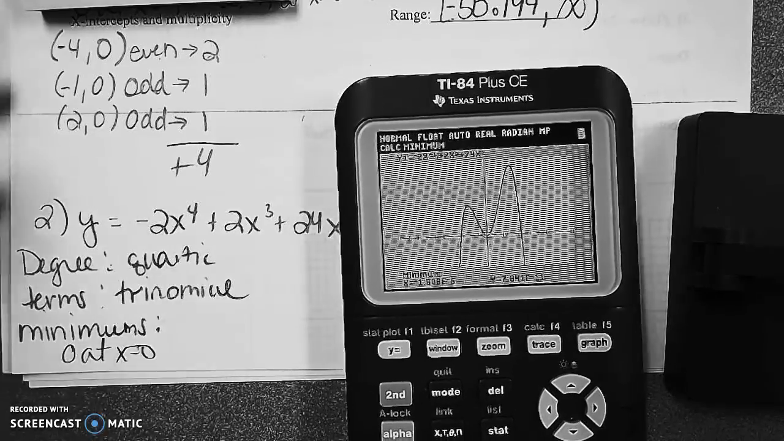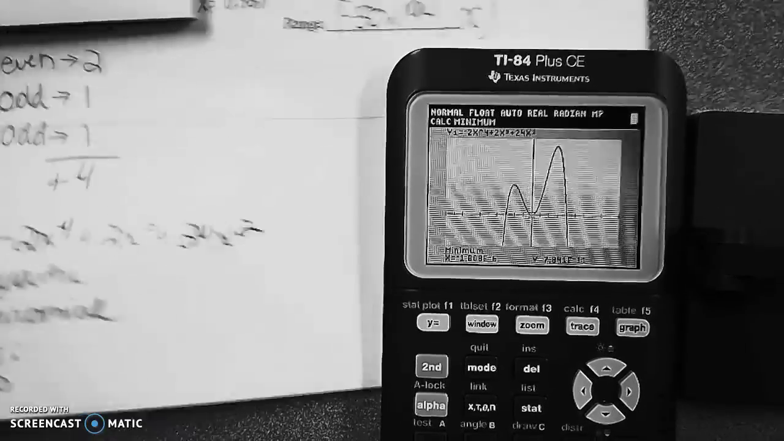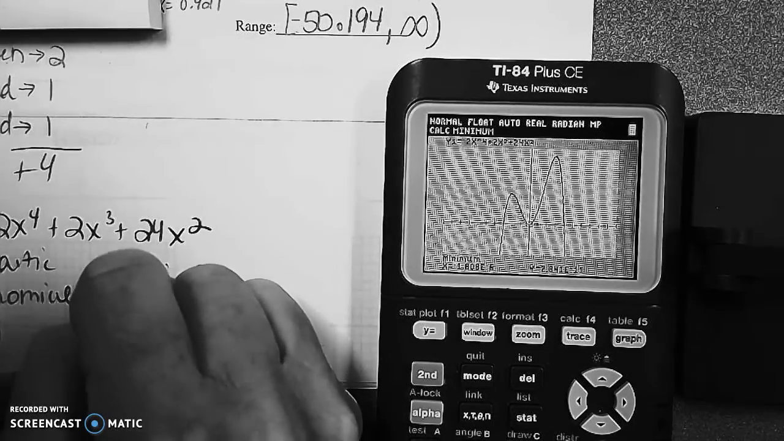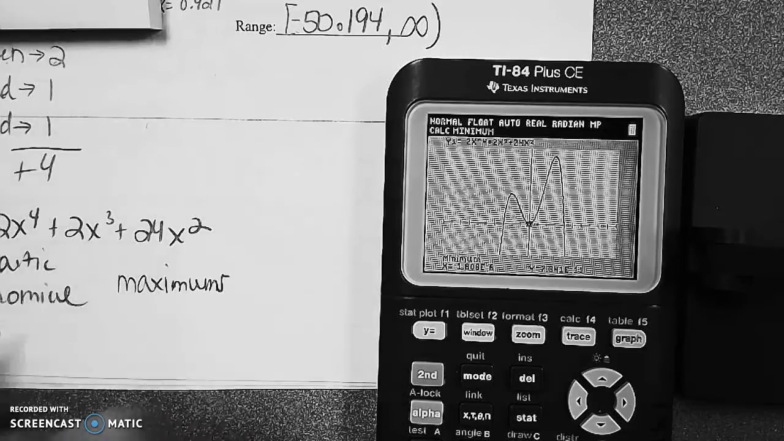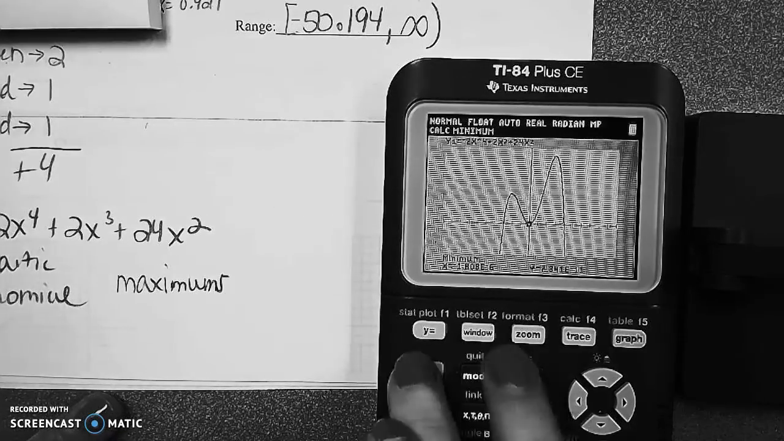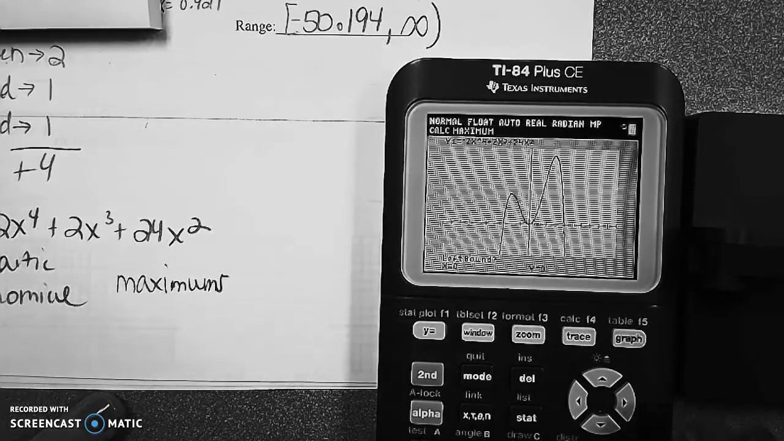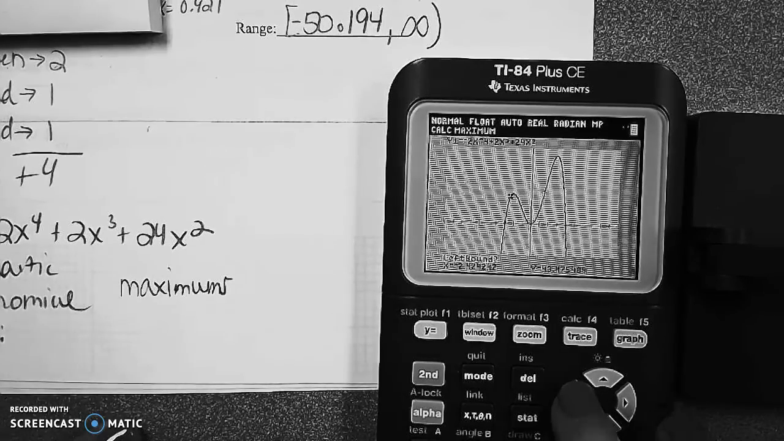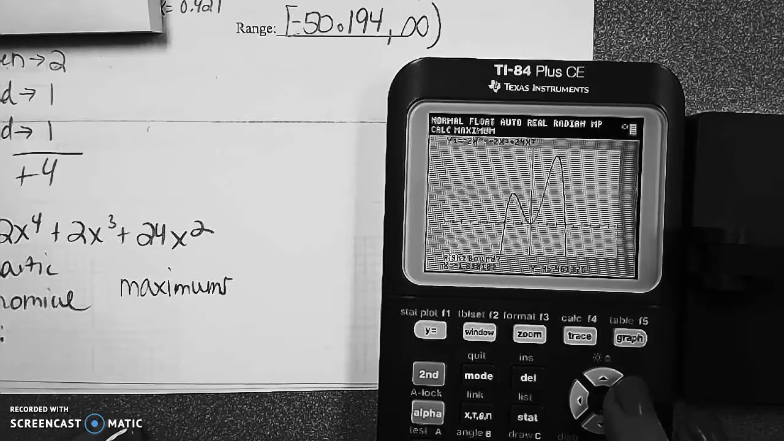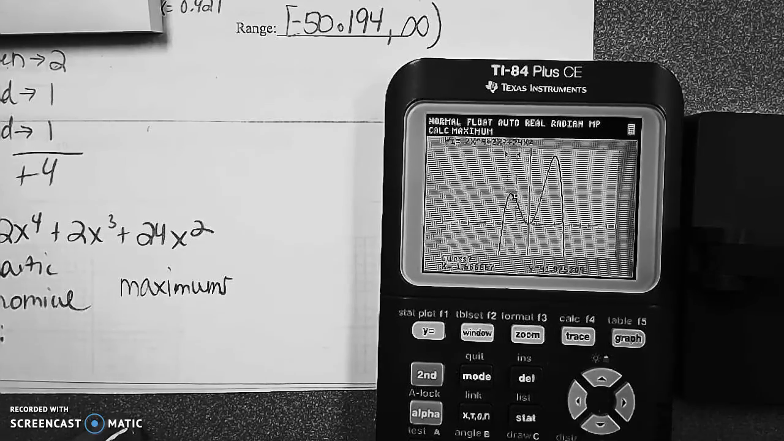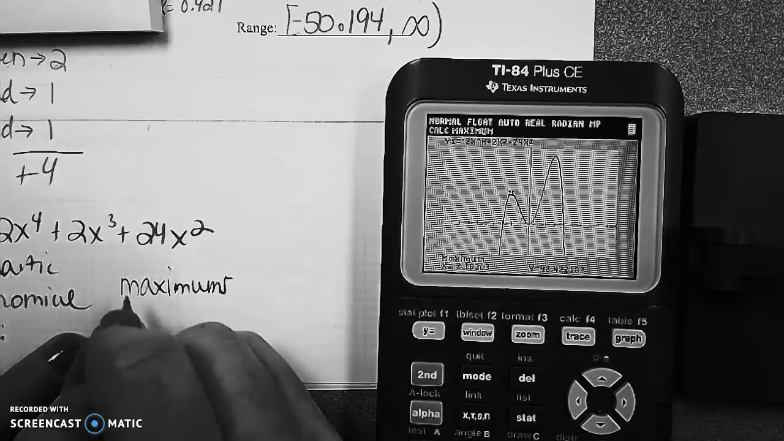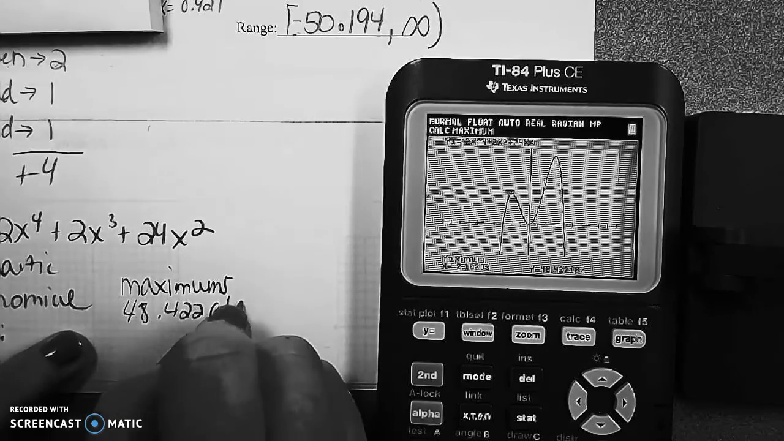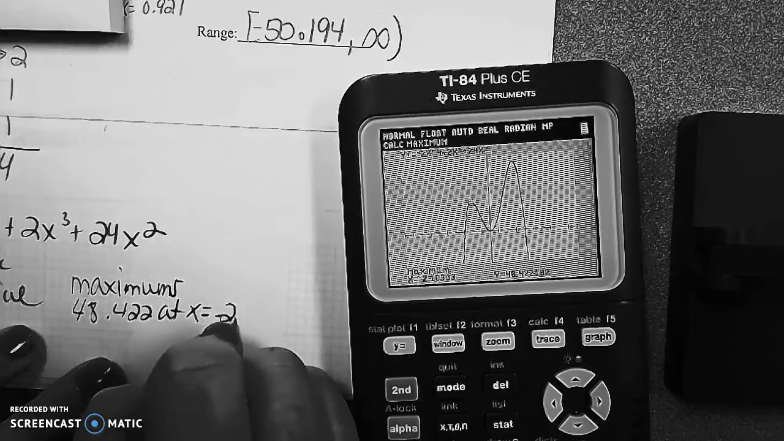So let me give you a few moments. I want you to find the maximums, and I want you to notice there's 2 of them. Second trace, maximum. So I like to put my cursor close to the maximum, and then left bound, hit enter. Go to the right side, hit enter, and then enter one more time. So we've got a maximum of 48.422 at x equals negative 2.103.